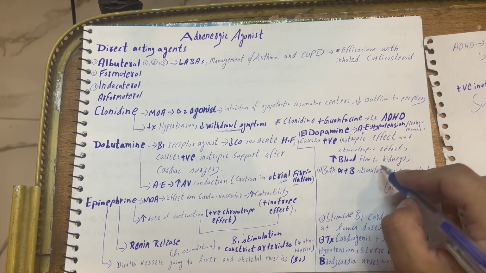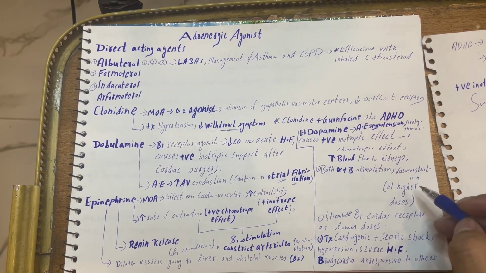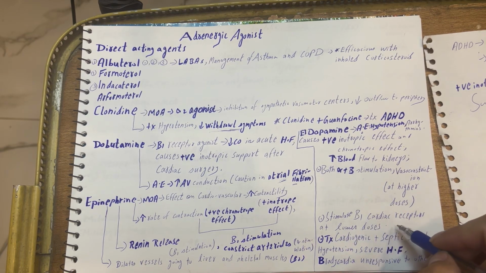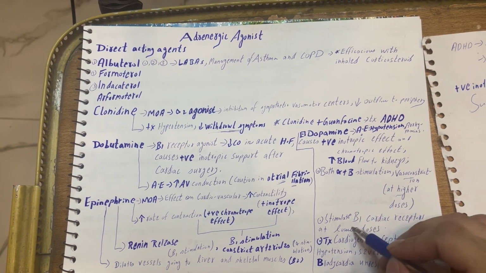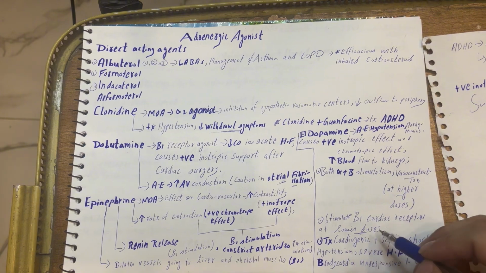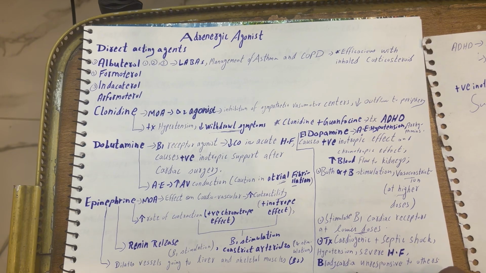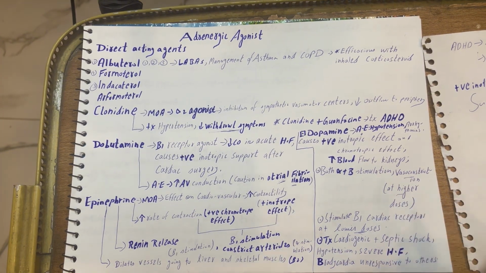Dopamine also increases blood flow to kidneys. Dopamine has both alpha and beta stimulation. It is a vasoconstrictor at higher doses, and dopamine also stimulates beta-1 cardiac receptors at lower doses. It is very important, guys. Vasoconstrictor at higher doses and stimulates beta-1 cardiac receptors at lower doses. Dopamine is also used to treat cardiogenic and septic shock. It is also used to treat hypotension and severe heart failure. Dopamine is also used to treat bradycardia unresponsive to others. That is, if the bradycardia cannot be treated with other drugs, give dopamine to that patient.